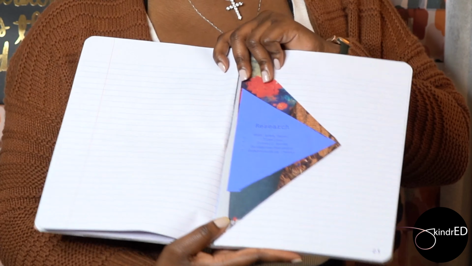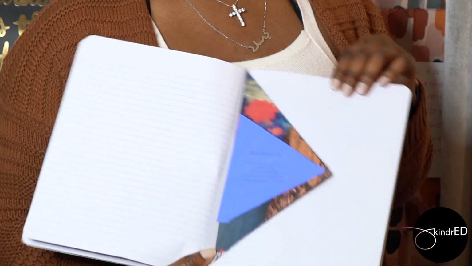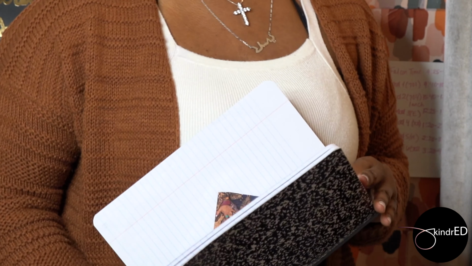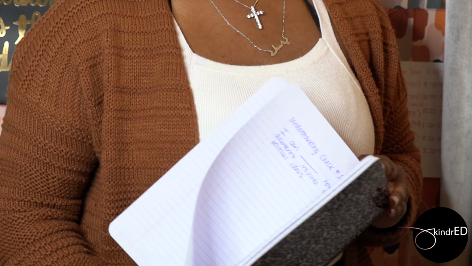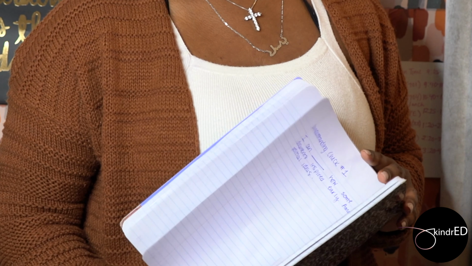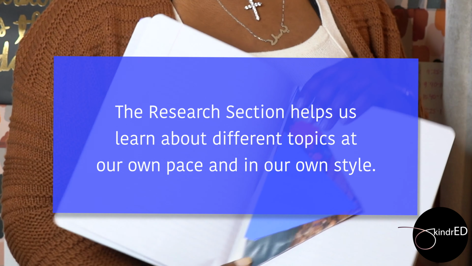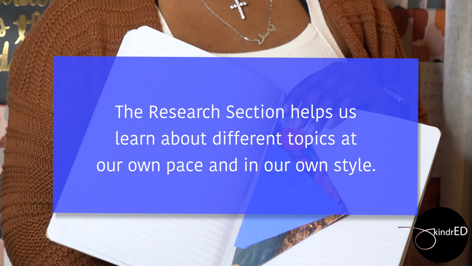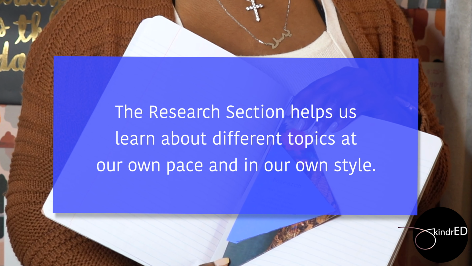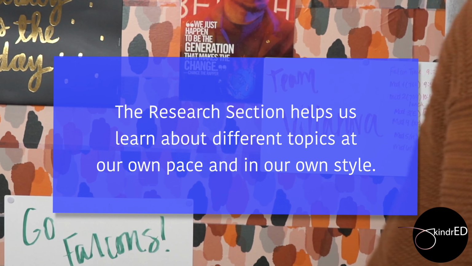The next section in your interactive notebook is the research section. This section is the largest section in your notebook and is the most important. The research section is where you will complete Cornell notes and understanding checks. These are individual note-taking assignments that allow you to really understand and grapple with the concept in your own way. And it's completely up to you how you want to take your notes and how you show your understanding.